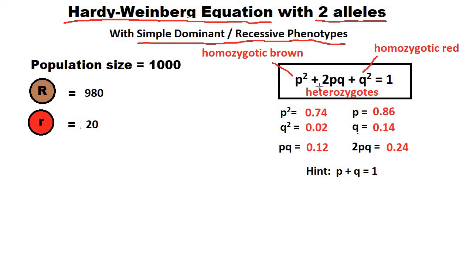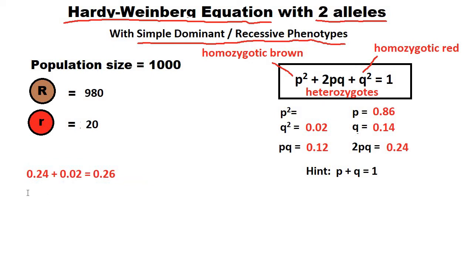Now remember how I said a moment ago that we could figure out the 0.74 at the end? Well, we can do that just by adding the 0.24 plus the 0.02. So let's just do that real quick. 0.24 plus 0.02, which is obviously going to equal 0.26.